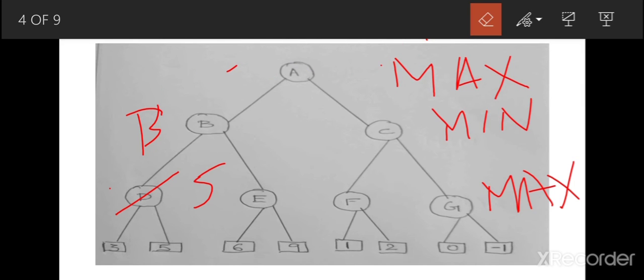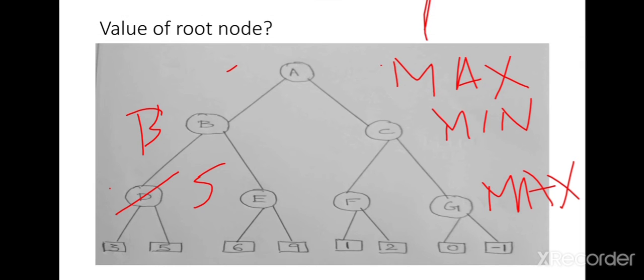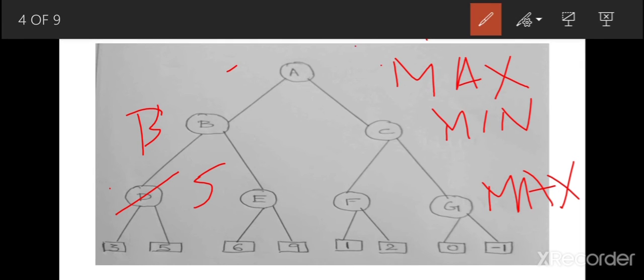Then that value 5 is passed to node B. Here what is the condition for beta? Beta should be less than or equal to 5. Then by traversing it reaches the terminal node 6, and that value is passed to node E. What is the condition here? Alpha should be greater than or equal to 5, because alpha is the parameter which is associated with max.